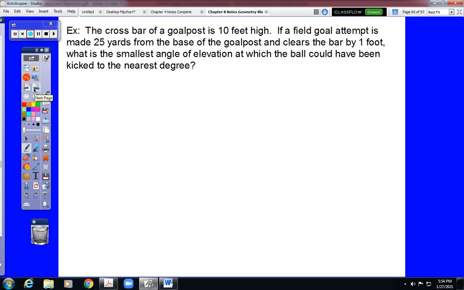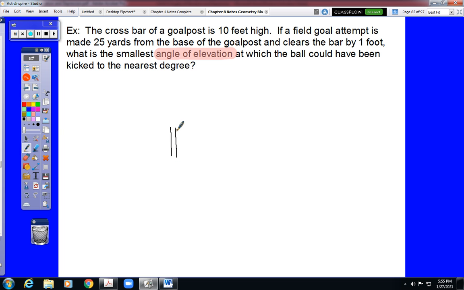If a field goal attempt is made 25 yards from the base of the goalpost and clears the bar by 1 foot, what is the smallest angle of elevation at which the ball could have been kicked to the nearest degree? So again, we look for those key words. Angle of elevation, that's how we know this is an angle of elevation problem.